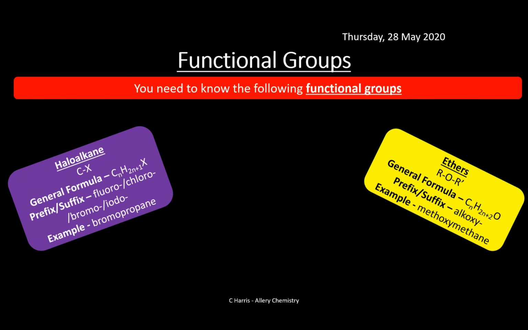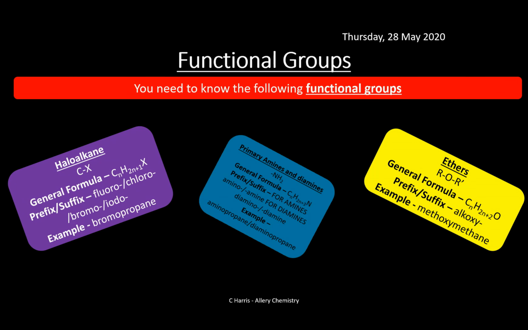Okay, next type are ethers. So ethers have this oxygen sandwich, which is very appetizing. So they've got this oxygen sandwiched between these two R groups here. General formula of an ether is CnH2n+2O. Now we use the prefix alkoxy for ethers. So for example, you can use methoxymethane as an example.